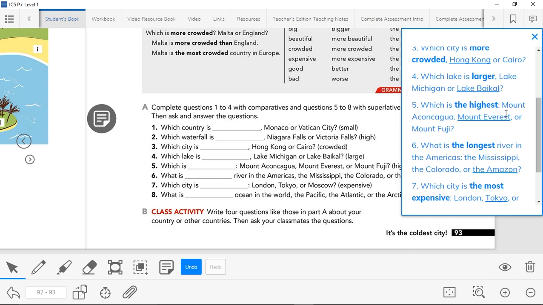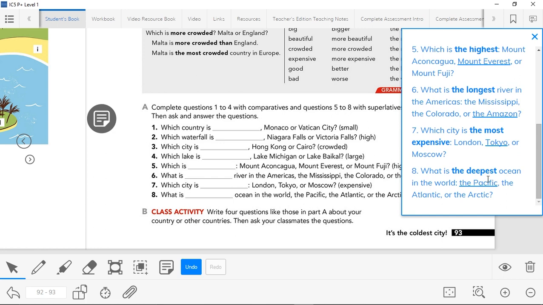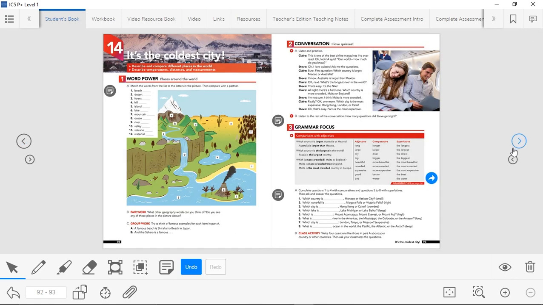Which is the highest, Mount Aconcagua or Mount Everest or Mount Fuji? What is the longest river in the Americas? The Mississippi, the Colorado, or the Amazon? It's the Amazon. Which city is the most expensive? It's London, Tokyo, or Moscow. What is the deepest ocean in the world? It's the Pacific, the Atlantic, or the Arctic. Okay? Very good. Very good.